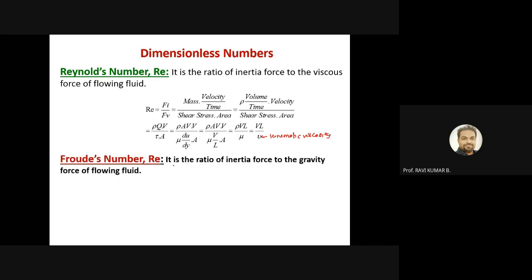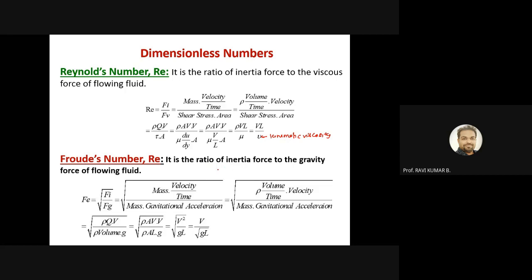Next one is called Froude's number. It is the ratio of inertial force to gravity force. If you take the ratio of these two, you will get the Froude number. So Fr is equal to under root Fi upon Fg. So Fi, you already derived the expression for that as rho A v square, directly you can write, and gravity force is mass into g, mass into small g, and then you replace the mass by density into volume.